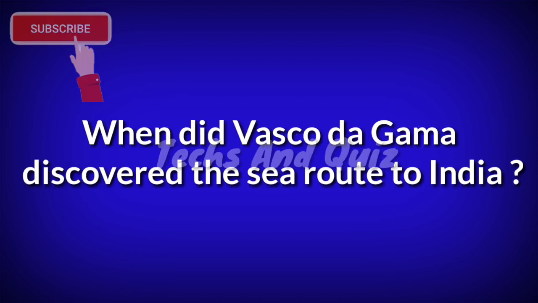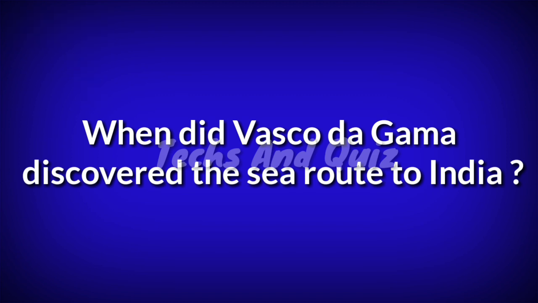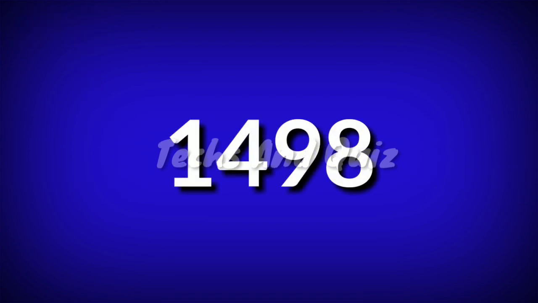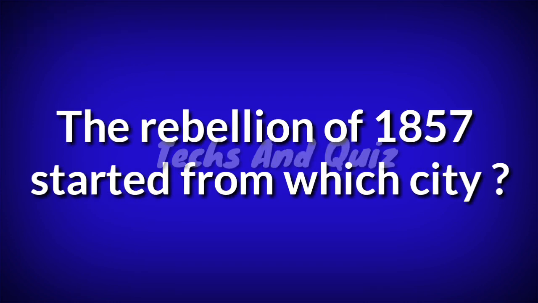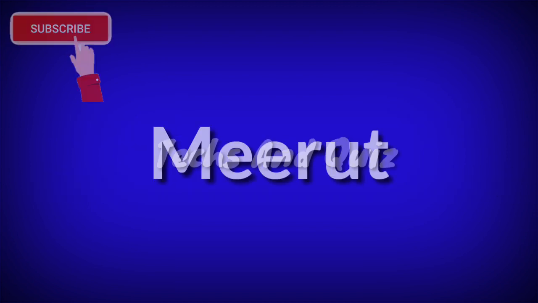When did Vasco da Gama discover the sea route to India? Answer: 1498. The rebellion of 1857 started from which city? Answer: Meerut.